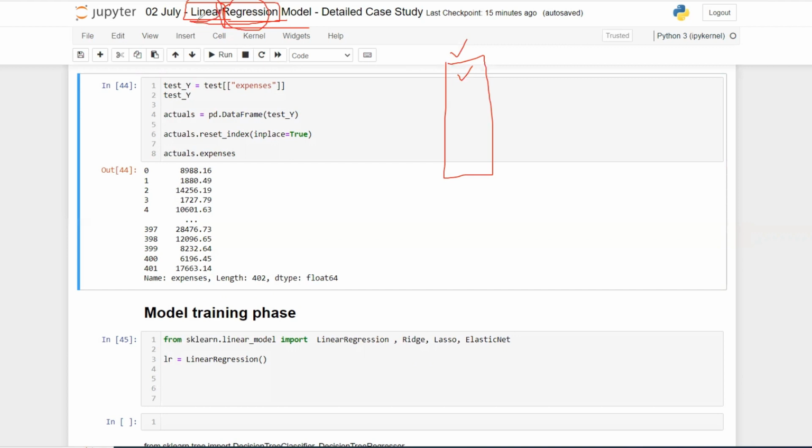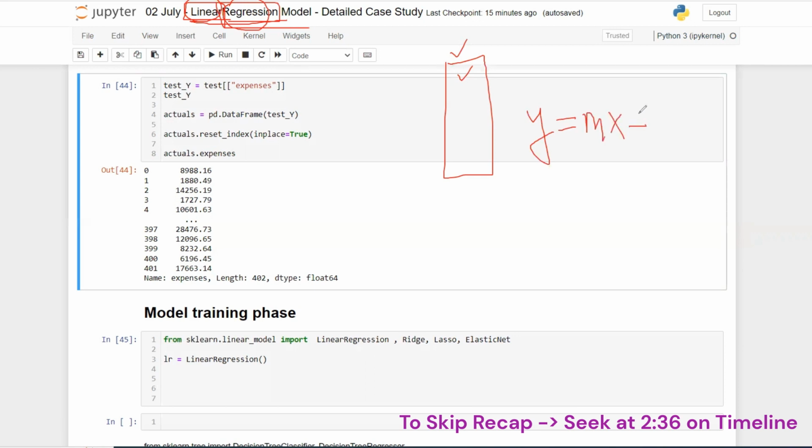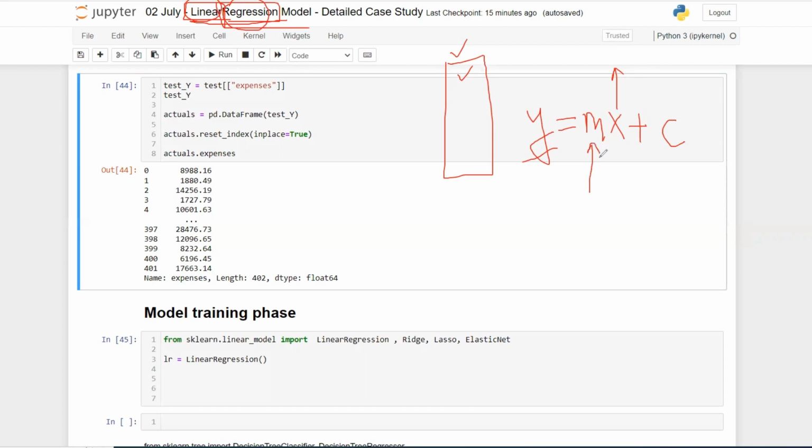We are talking about the linear regression model because the mathematical equation involved here is a linear equation of the form y equals m x plus c. So far, you are now clear that y is the target that we have to predict, x is the feature using which we will predict that target, m is the weight of that feature, and c is the intercept, or you can say it is a bias associated with the model.